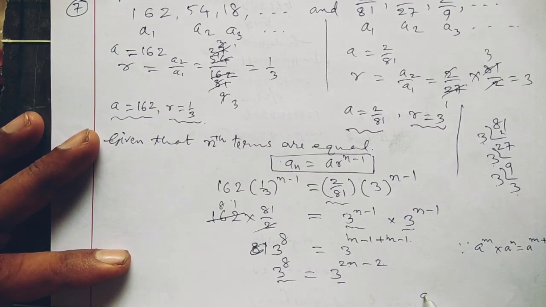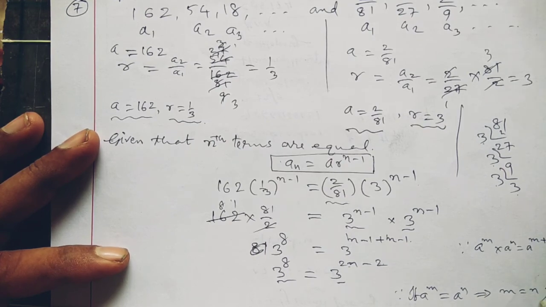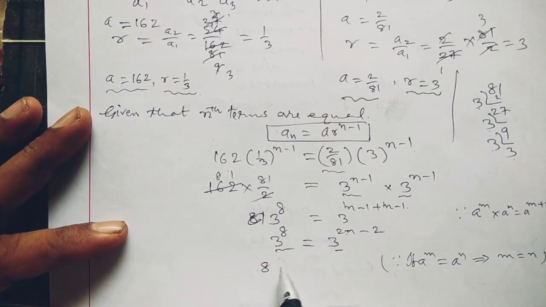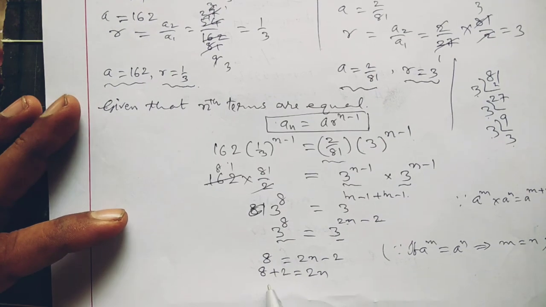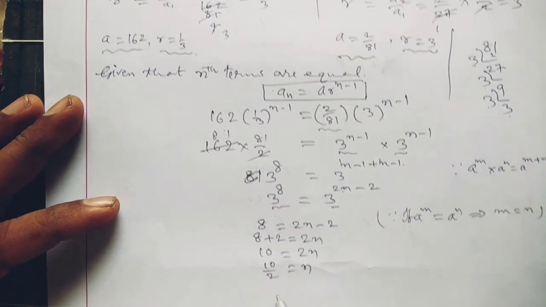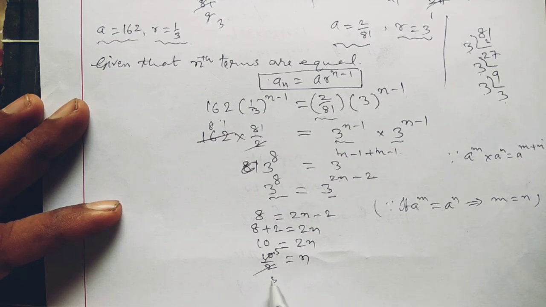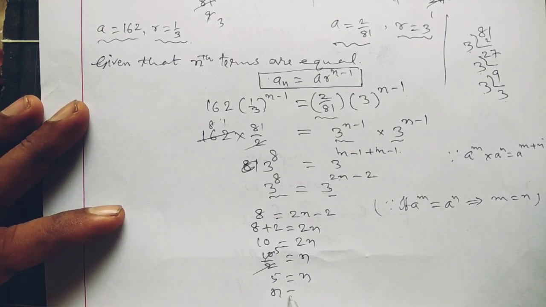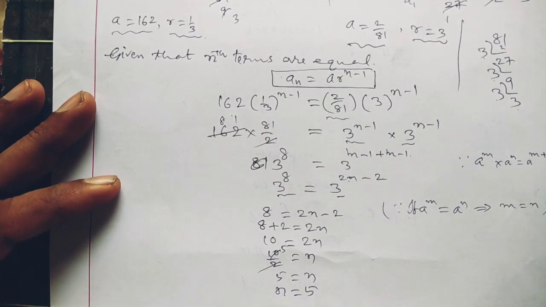Bases equal. If a power m is equal to a power n, then m is equal to n. So 8 is equal to 2n minus 2. 8 plus 2 is equal to 2n. 10 is equal to 2n. So 10 by 2 is equal to n. 2 fives are 10, so 5 is equal to n. Therefore n is equal to 5. So this is the answer.